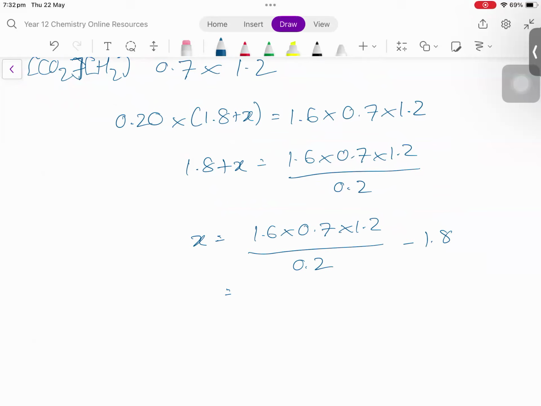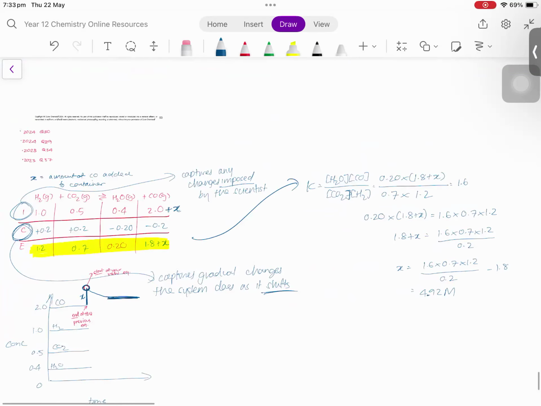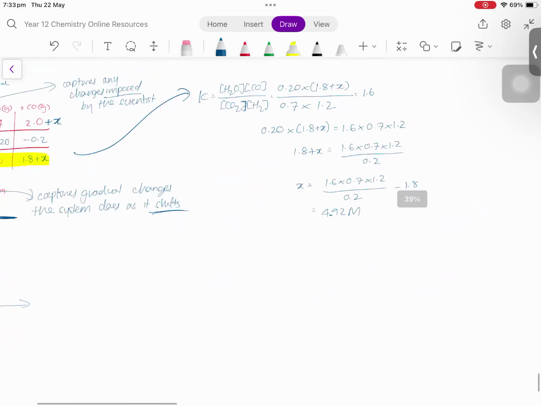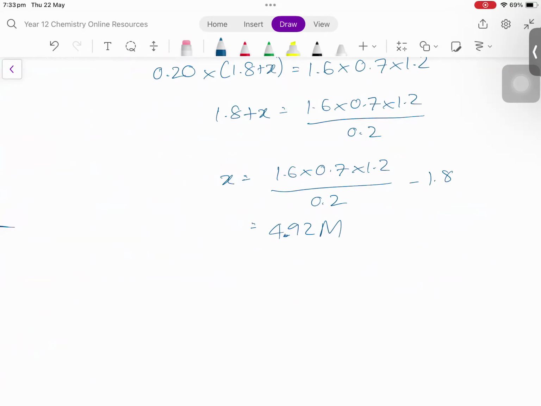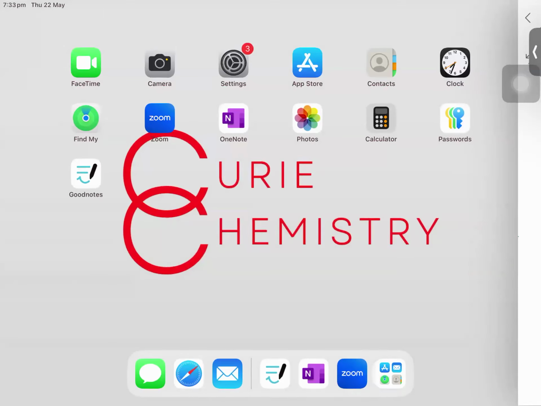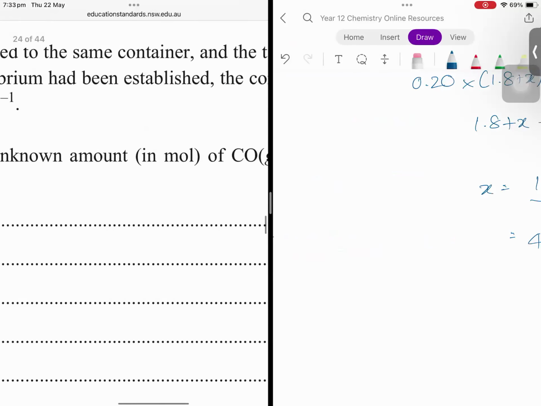Right. What do we get for x? The concentration of CO added. X came from your ice table, which is concentration. Okay, I'll take the 4.92. This is molar, and that's concentration. But guys, the question wanted the amount in mole.